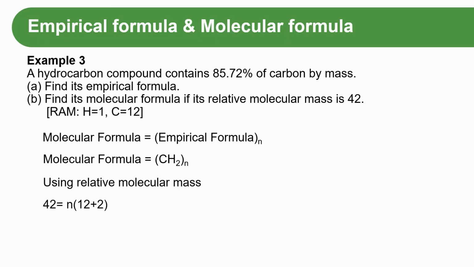So by using this, we can form a simple equation whereby the mass of CH2 is 14, and we can solve the simple equation. You'll get n is 3, and therefore we can conclude the molecular formula is C3H6. And that's all for today's lesson on empirical formula and molecular formula.